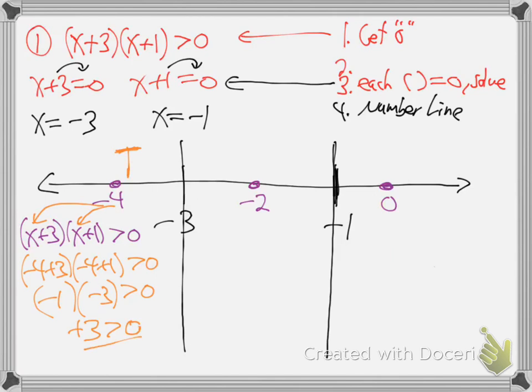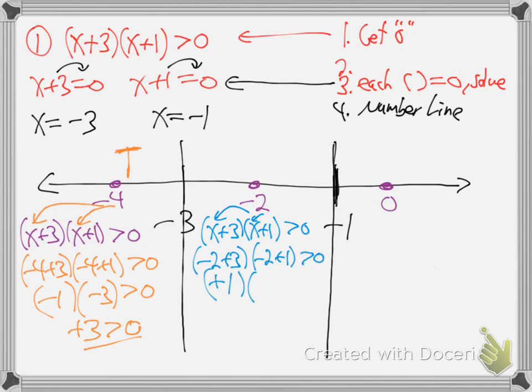Let's go to the middle section. Again, I'm plugging into x plus 3, x plus 1 greater than 0. Plug in negative 2. So you'll get negative 2 plus 3 times negative 2 plus 1 is greater than 0. That'd be positive 1 times negative 1. That's negative 1 is greater than 0. No, that's false. Negative 1 is not greater than 0.